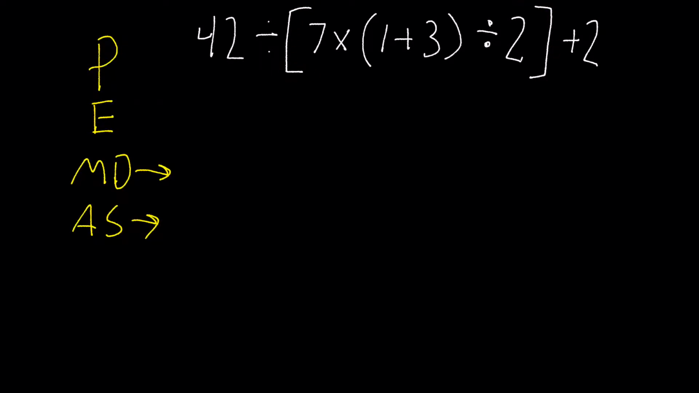And our problem is 42 divided by bracket 7 times parentheses 1 plus 3 end parentheses divided by 2 and our brackets, and then add 2 to all of that. So this is kind of a complicated one, but following our order of operations will get us to our answer without an issue. So we know we have parentheses.